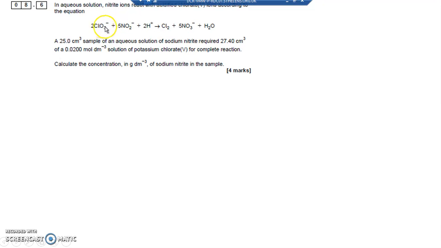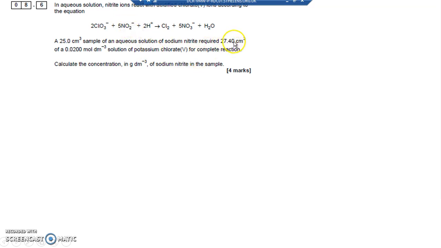Let's just check that. So I've got 3 O 2 minuses for my oxygens in group 6, gaining 2 electrons each, so they're 2 minuses. 3 times minus 2 is -6. Cl must be in plus 5 because plus 5 minus 6 leaves 1 minus left over. So this has come from the potassium chlorate 5. For a complete reaction, calculate the concentration in grams per decimeter cube of the sodium nitrite, that's this one here, the NO2 minus in the sample.